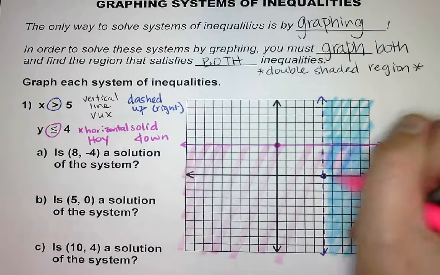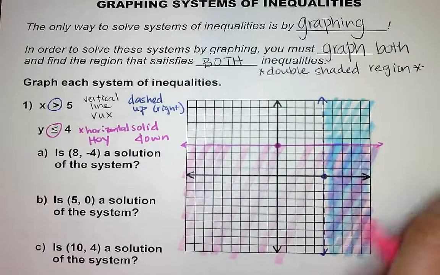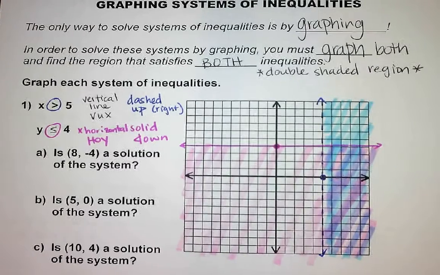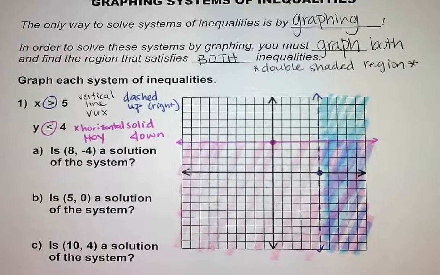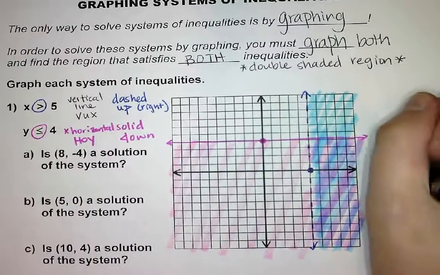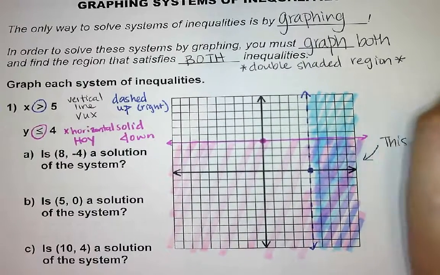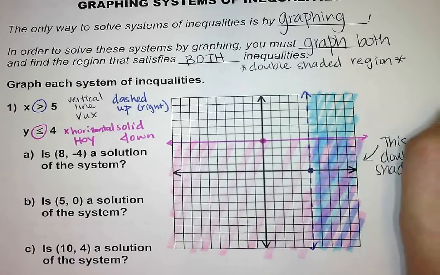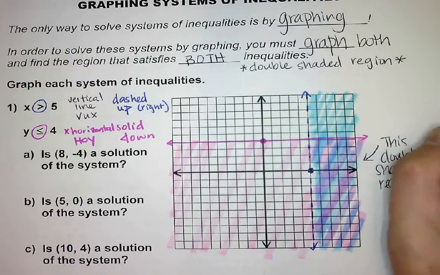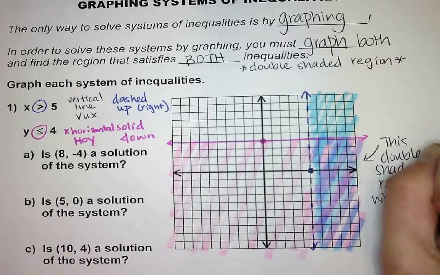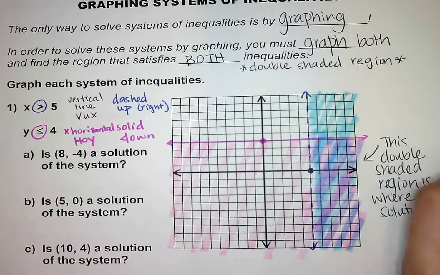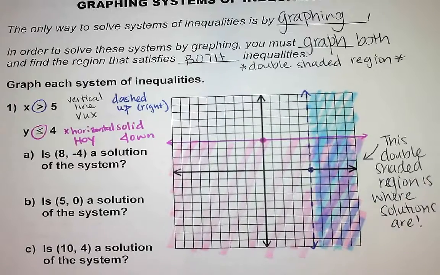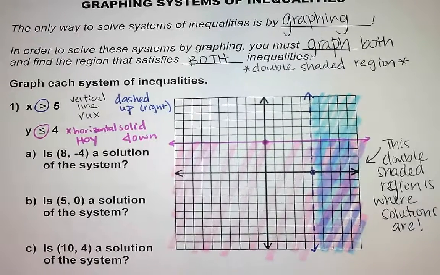All right. What you notice is there is a region that is double shaded. This double shaded region is where the solutions are. Do y'all feel good about that? Just because there's one shade, that's fine, but we want the double shade. So we need double shade here.